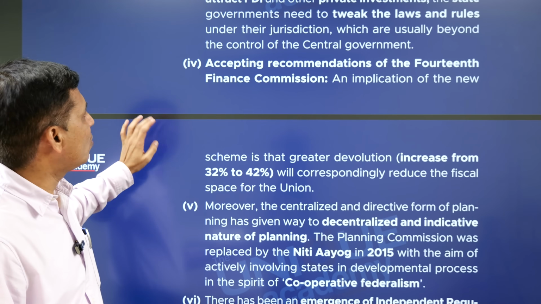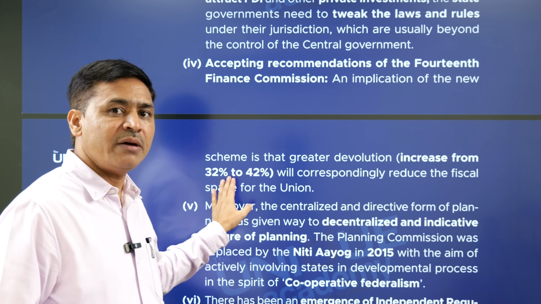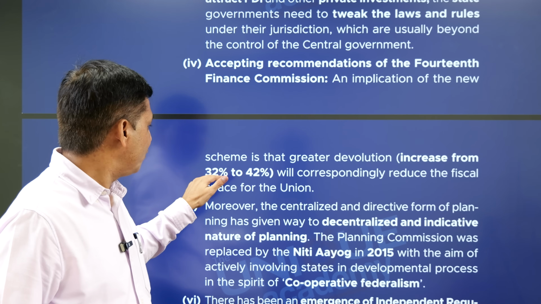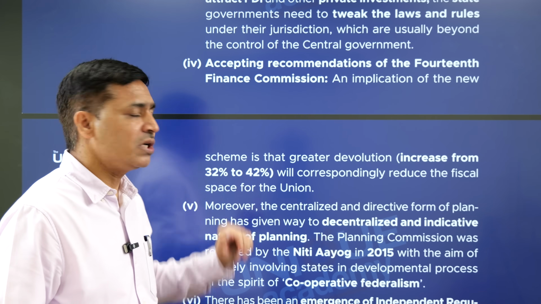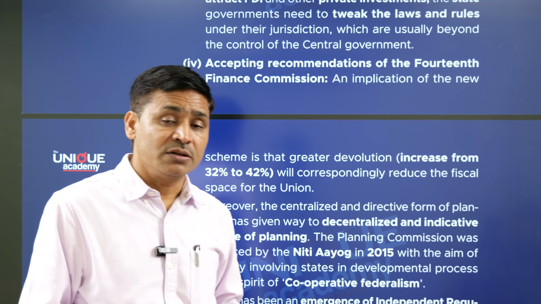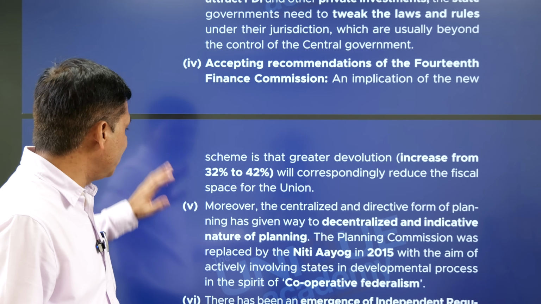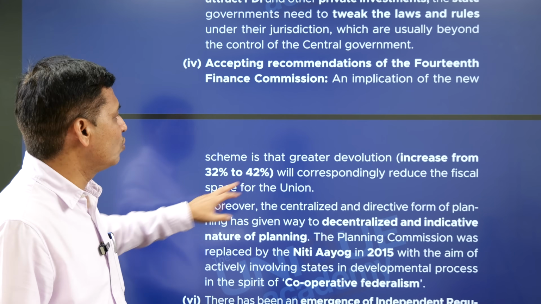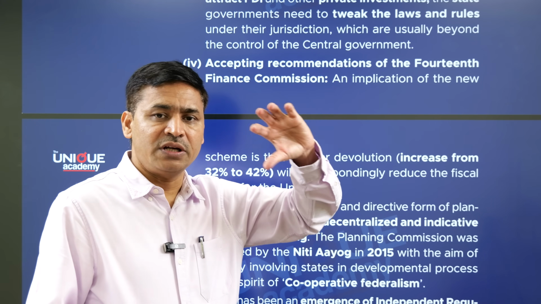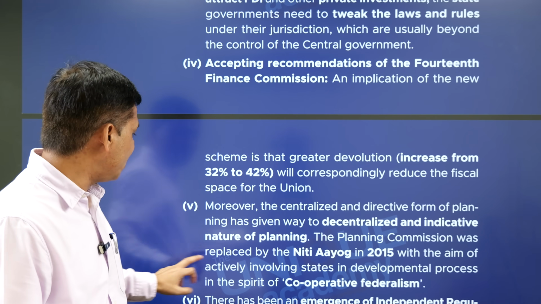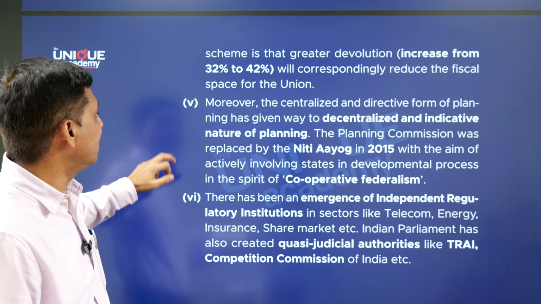Accepting recommendations of the 14th Finance Commission, and what happened? The shareable amount went up from 32% to the 42% to be shared between the union on one hand and the states. So devolution, to be specific, the funds to be devolved to the states. The amount went up to 42%.